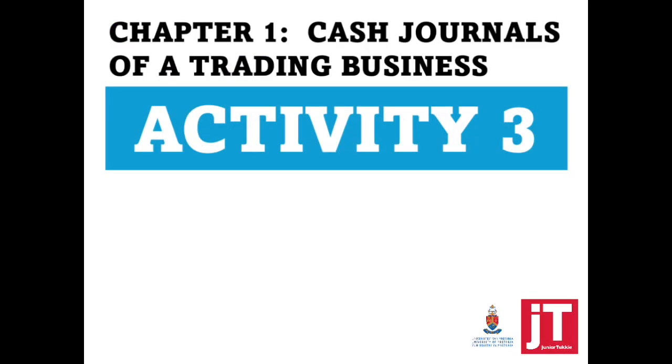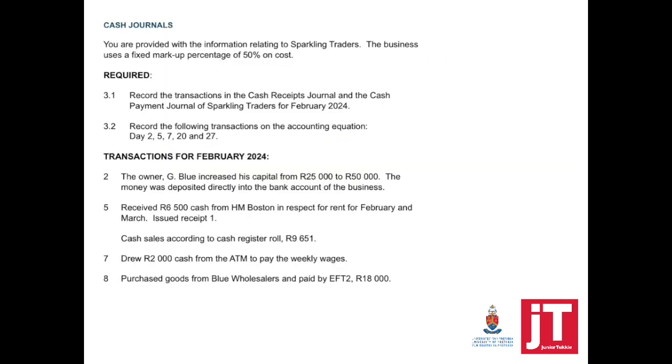We're going to look now at Chapter 1, Activity 3. You are provided with the information relating to Sparkling Traders. The business uses a fixed markup percentage of 50% on cost. Required: record the transactions in the cash receipts journal and the cash payment journal of Sparkling Traders for February 2024.